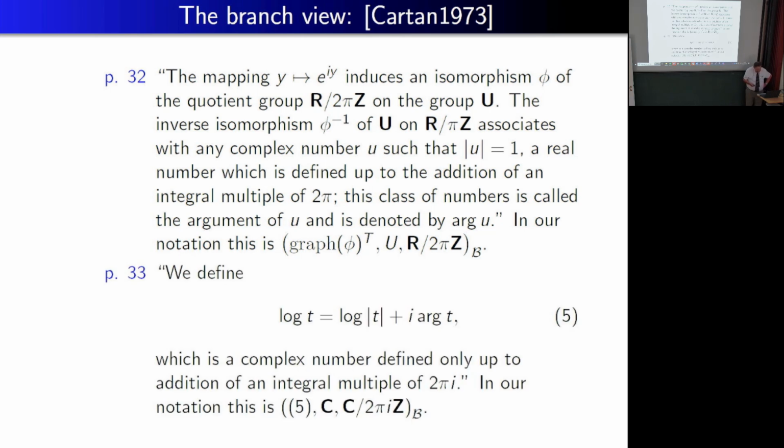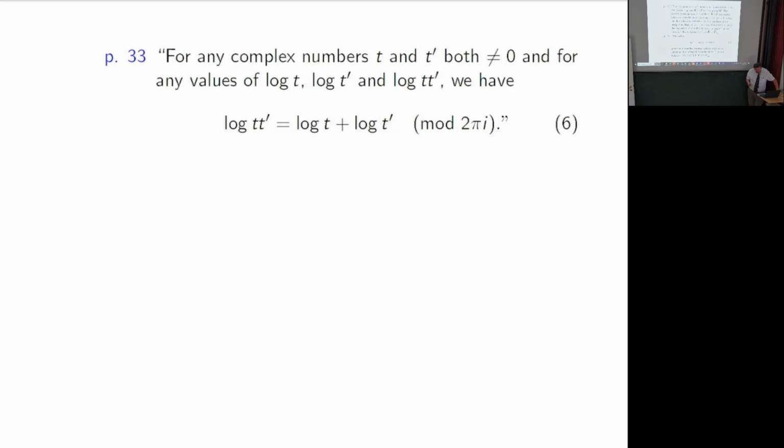He defined the logarithm of t to be the logarithm of its absolute value plus i times the argument, and so on. So, from the point of view of Bourbaki's definition of a function, our graph is defined by equation 5, our image is the complexes, and our codomain is the complexes over 2 pi i Z. And if you're happy with that codomain, it's now single valued in that codomain. And then you have the log of a product is the sum of the logs modulo 2 pi i, because that's where we're living.